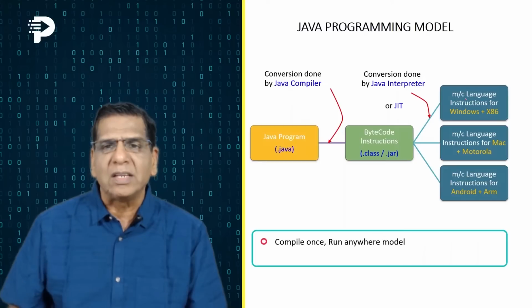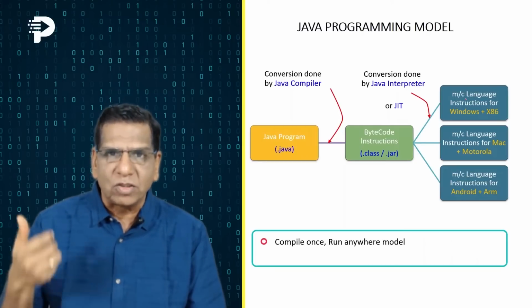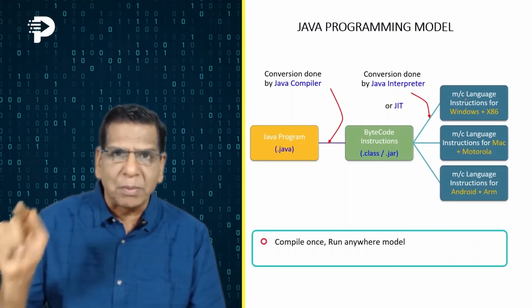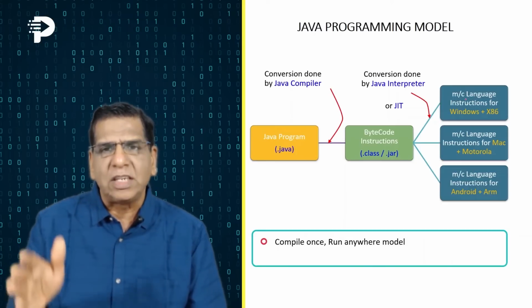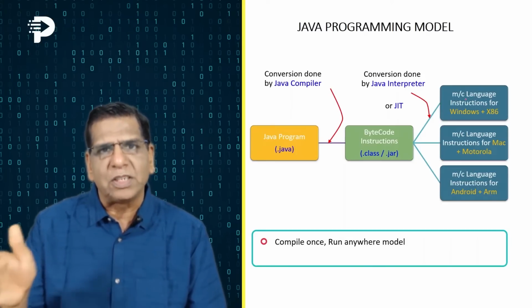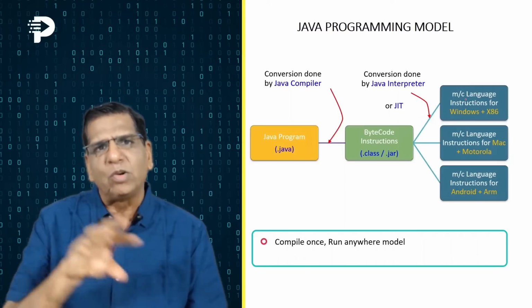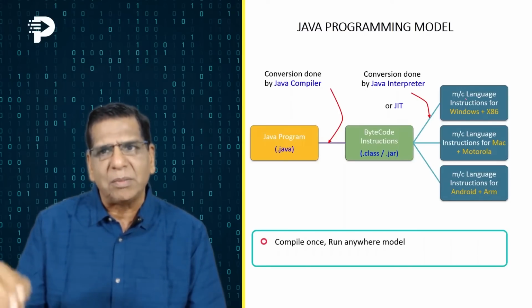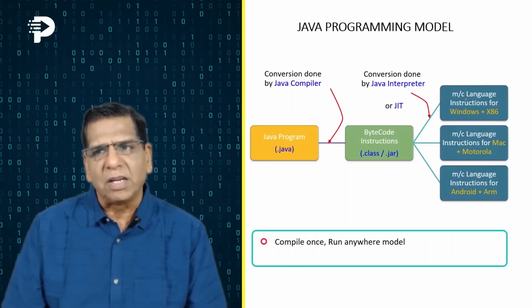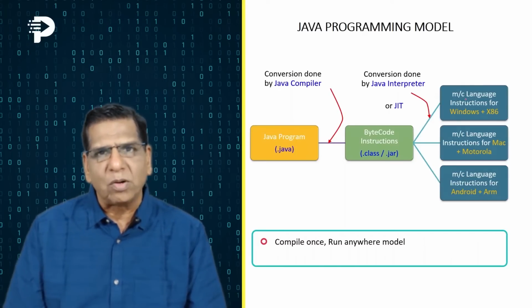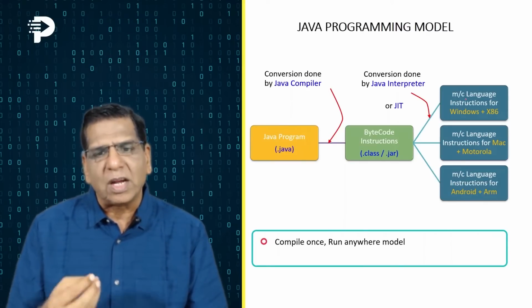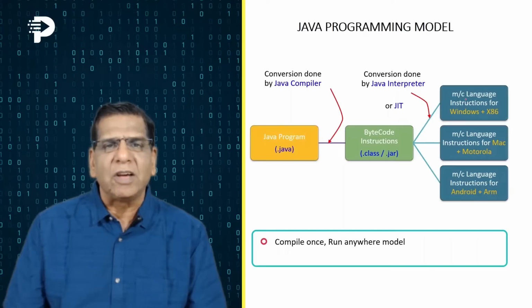All that will have to be done is that there is something known as a Java virtual machine that will have to be implemented for a particular platform. So long as a JVM or Java virtual machine is present for that platform, the same bytecode instructions will be taken by the JVM and appropriately converted into the machine language instructions as understood by that particular platform. That is why it is often known as a compile once but run anywhere model.